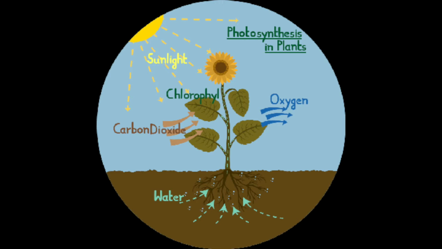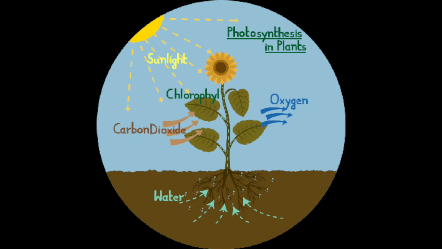To make food, plants need carbon dioxide, water, and sunlight. The carbon dioxide from the air passes through small holes in the leaves. The water is absorbed by the roots and passes through vessels in the stem on its way to the leaves. Sunlight is absorbed by a green chemical in the leaves called chlorophyll. The photosynthesis process takes place in the leaves of the plant.